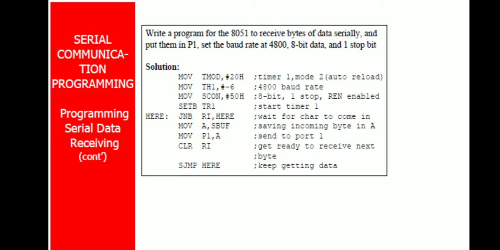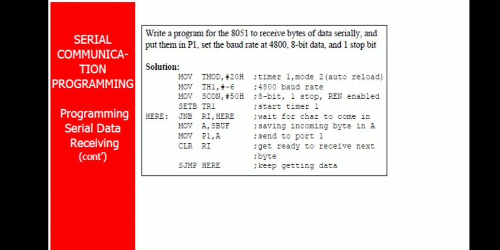Here we have an example: write a program for the 8051 to receive bytes of data serially and put them in port P1, with the baud rate set to 4800, 8-bit data and 1 stop bit. The first instruction, MOV TMOD, #20H, indicates Timer 1 with mode 2 operation. Then MOV TH1, #-6 indicates that the 4800 baud rate will be set.